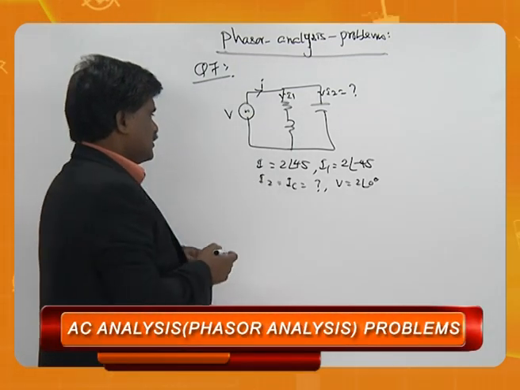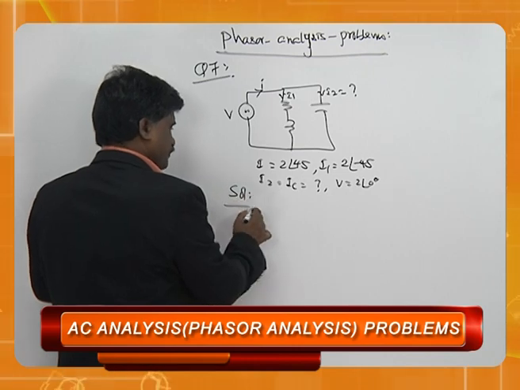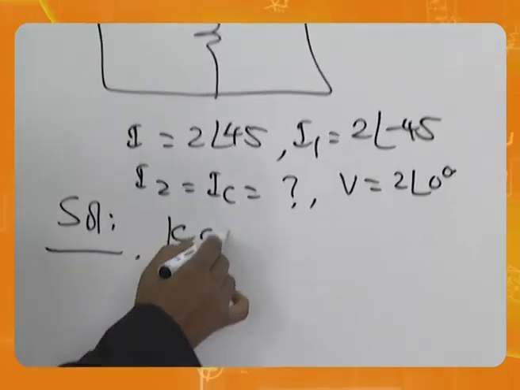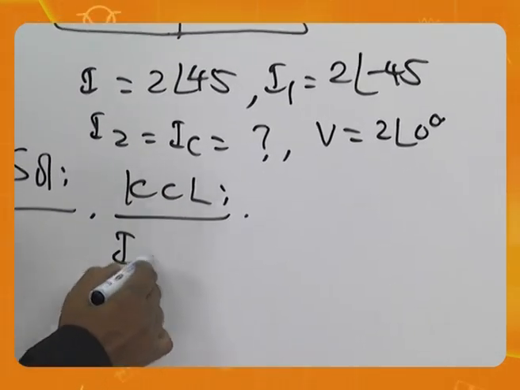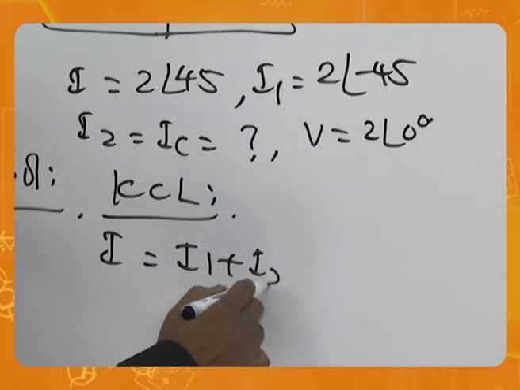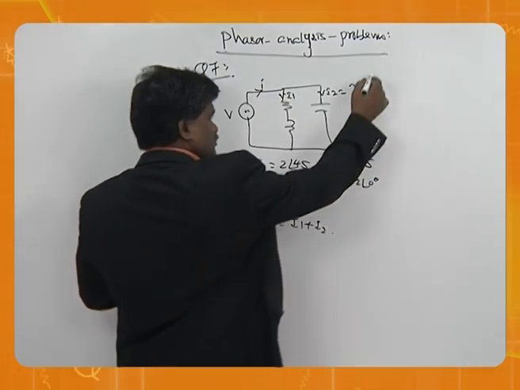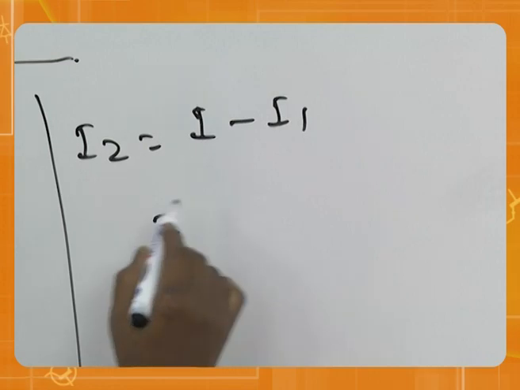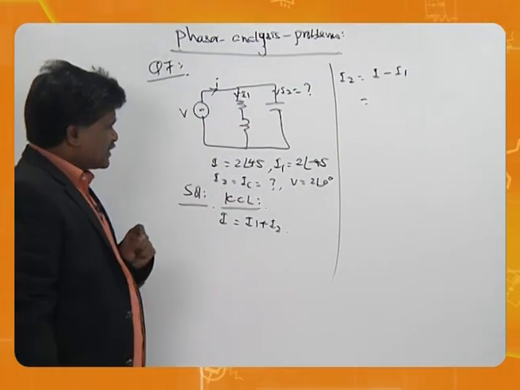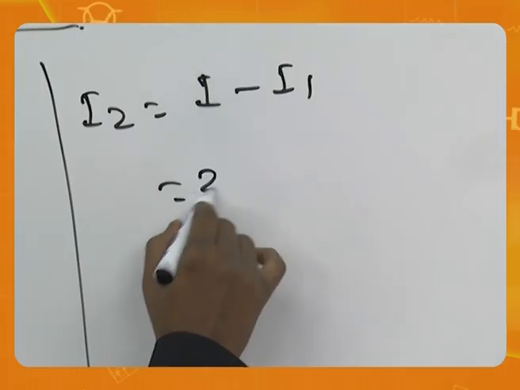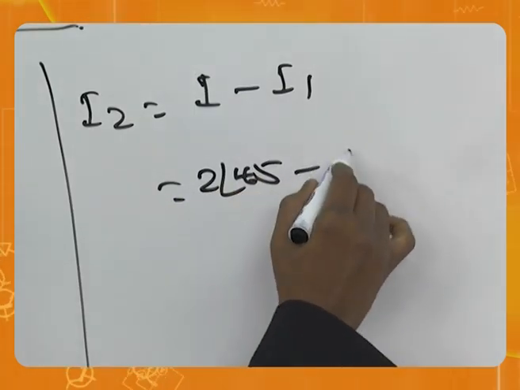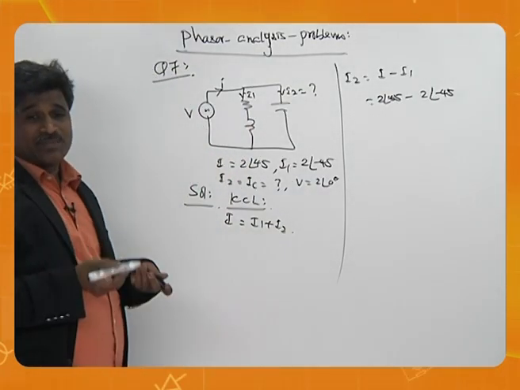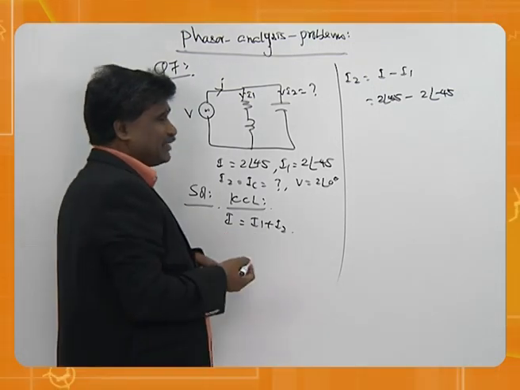Now we will go into the solution. The reality is, if you apply KCL, I is equal to I1 plus I2. Therefore, what is I2 here? I minus I1. It is as simple as, indirectly he is asking 2 angle 45 minus 2 angle minus 45. He is simply asking you to subtract the values. What a nice thing, but funny thing here.